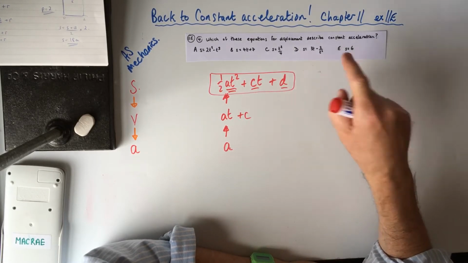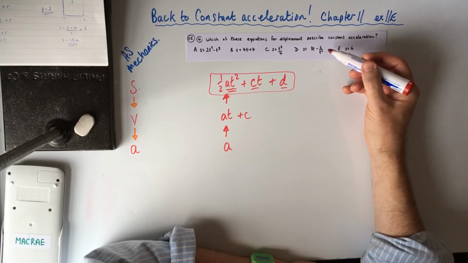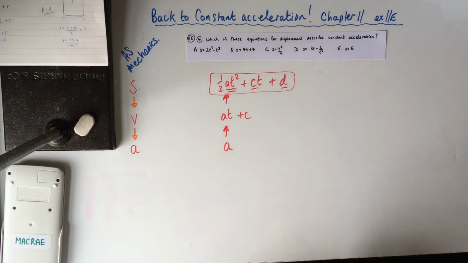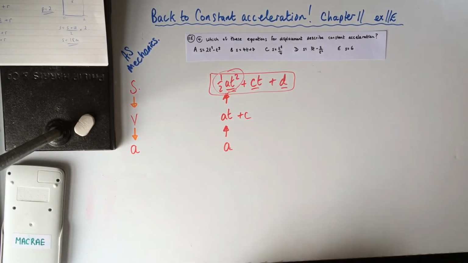And this one, of course, that's just a weird one. That's a t to the minus 2, isn't it? And that one, you know, it's nonsense as well. So you can see straight away it's this one here. You're looking for a formula that's got the t squared in it. That will give you a formula with constant acceleration.